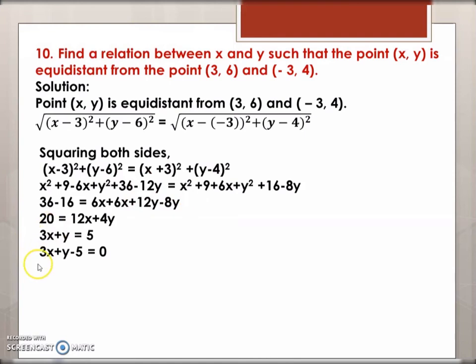And you will just leave it at that. You don't have to find the values because there are two variables here, so you cannot solve unless you have two equations. So you are only supposed to find a relation between them. That you are getting is 3x plus y minus 5 equal to 0.